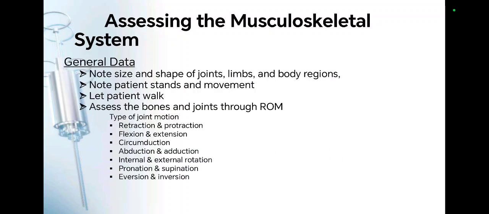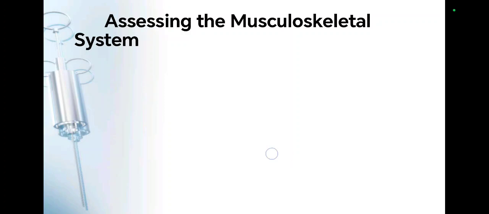So what are the types of range of motion that you can ask the patient to perform in order for you to assess their movement? So we have your retraction, your protraction, your flexion, extension, circumduction, abduction, adduction, internal and external rotation, your pronation, supination, eversion, and inversion. So these are just typical range of motion that you can ask the patient to perform in order for you to assess their movement, their ability to move their joints throughout different motions.